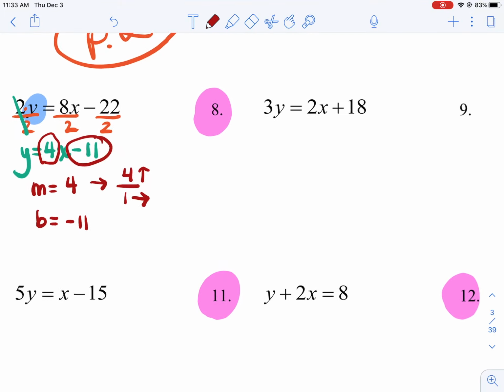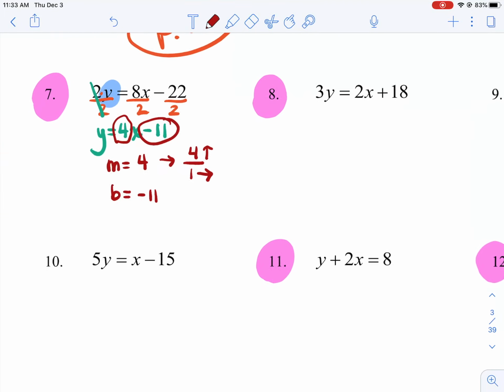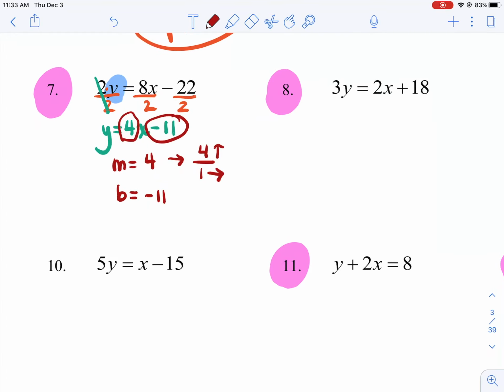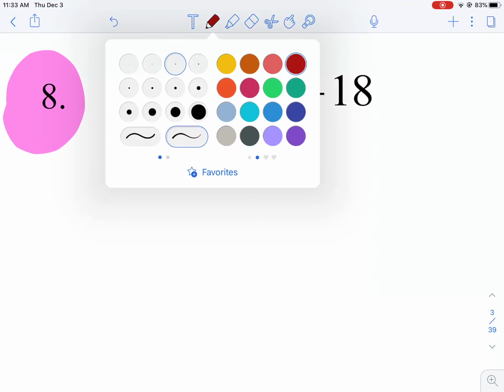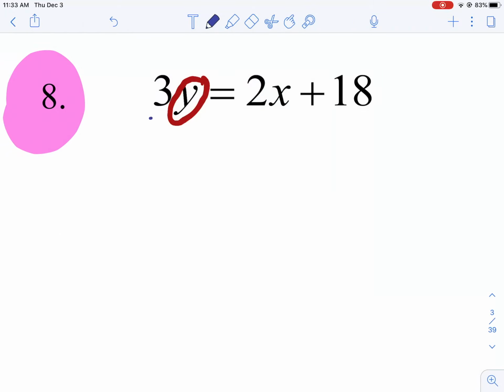Okay, same thing with this one here, number 8. And again, feel free at any point, guys, to pause this video. All right, I'm going to circle my y. I want to get the y by itself. So how can I get rid of that 3? Well, I'm going to divide every single part by 3.